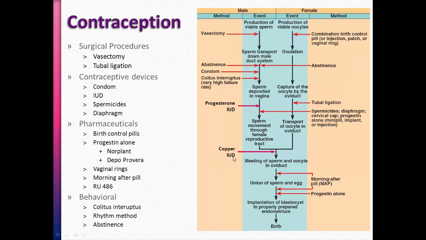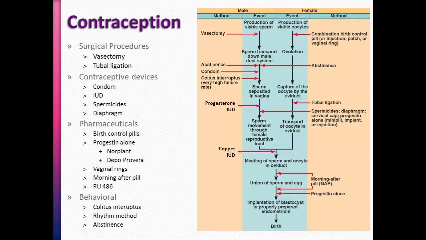Copper IUDs release copper into the uterus, and those copper IUDs work by immobilizing the sperm so they can't swim through the uterus and find the egg. There's also progesterone IUDs, and progesterone IUDs make the cervical mucus really thick, and then that prevents the sperm from getting through the cervix or through that cervical mucus. Some progesterone IUDs also can work by preventing ovulation.